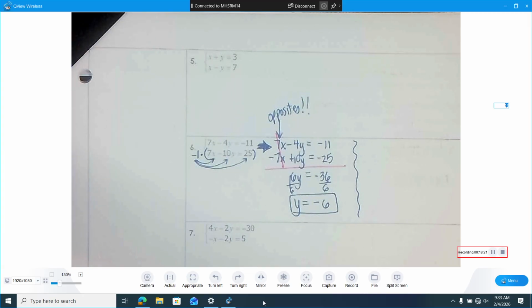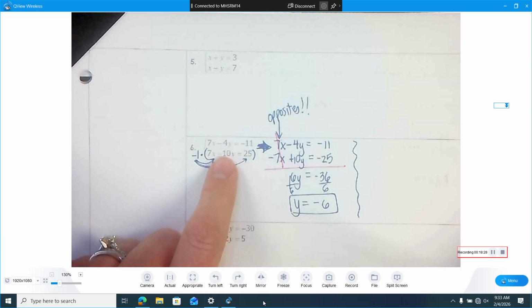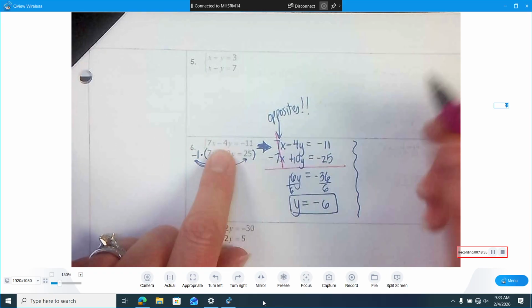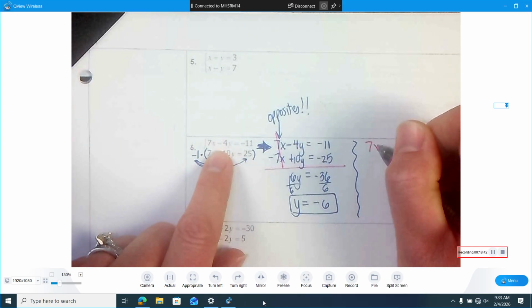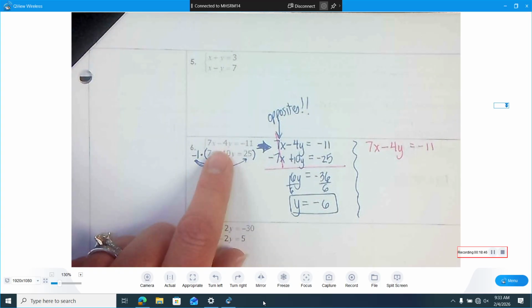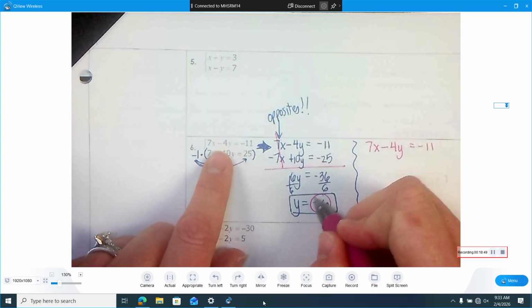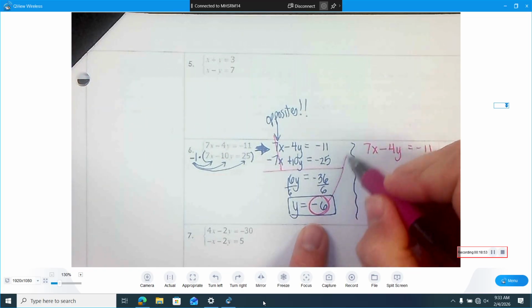What should we do? Plug it back in, and we get to plug it into an original equation. So I'm going to go back to one of the originals. Do you want to plug it into the top or the bottom? Top? Sure. I would choose the top because the numbers look smaller. So I'm going to write my top original equation, 7x minus 4y equals negative 11. And I am plugging in negative 6. Where does negative 6 go? In place of the y.